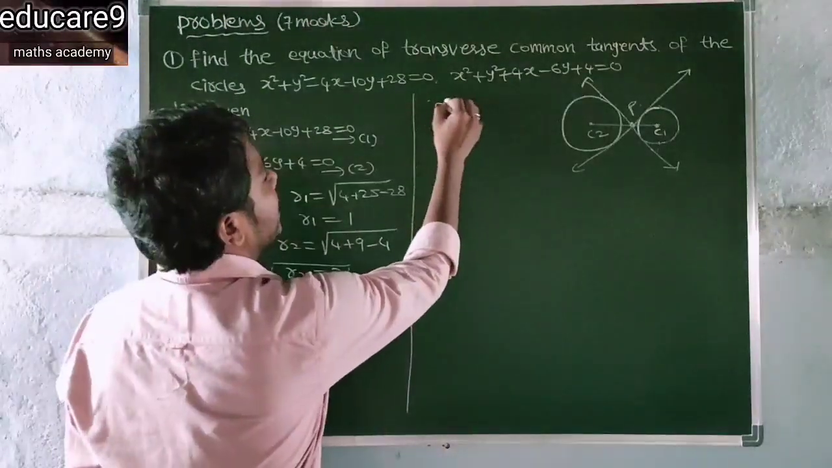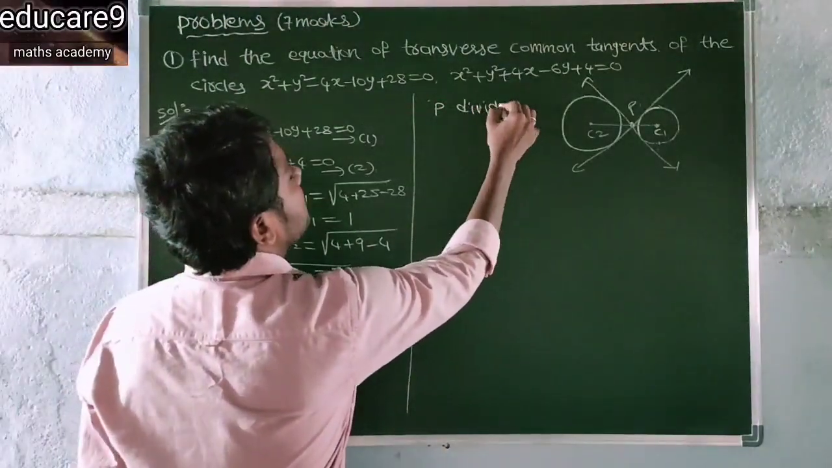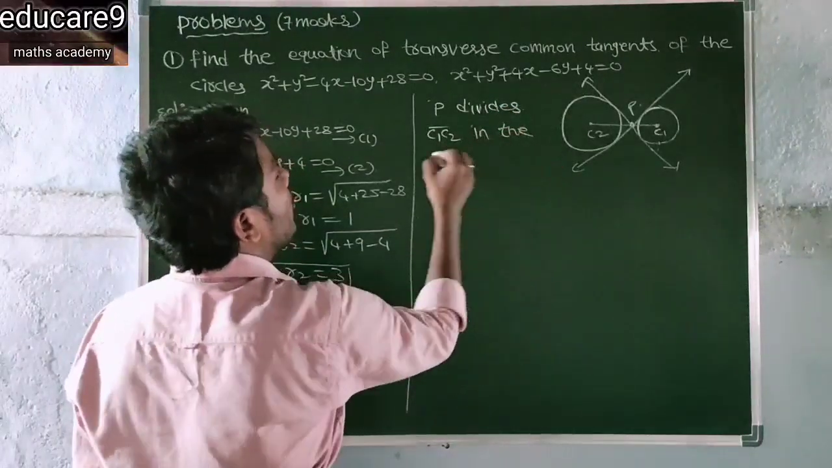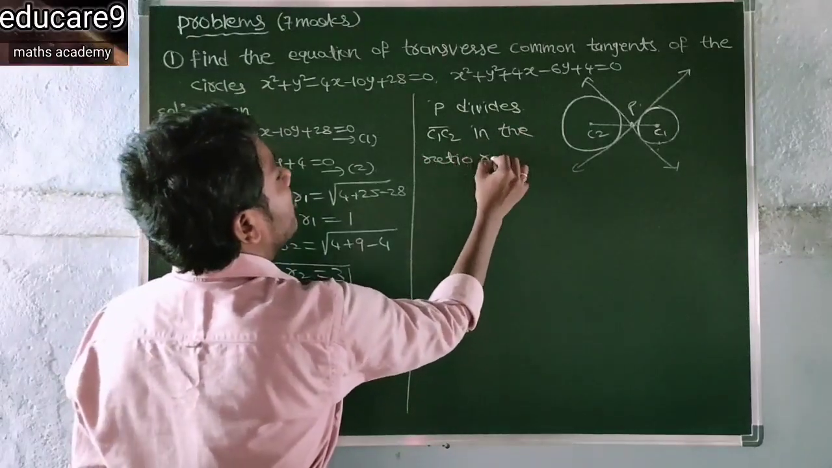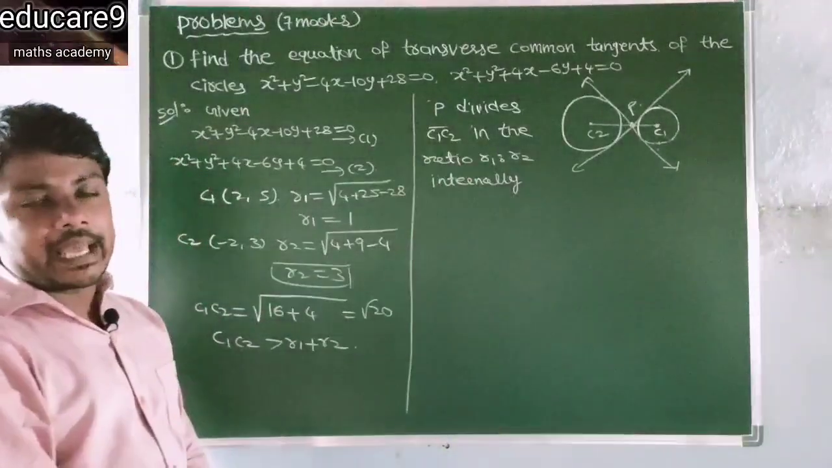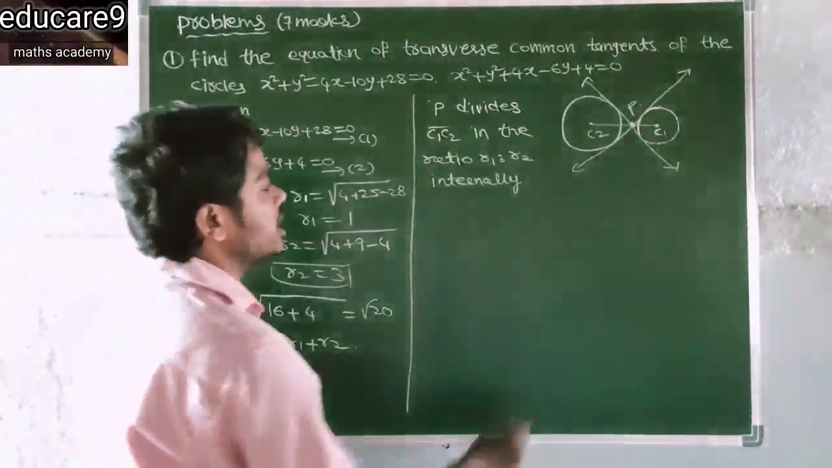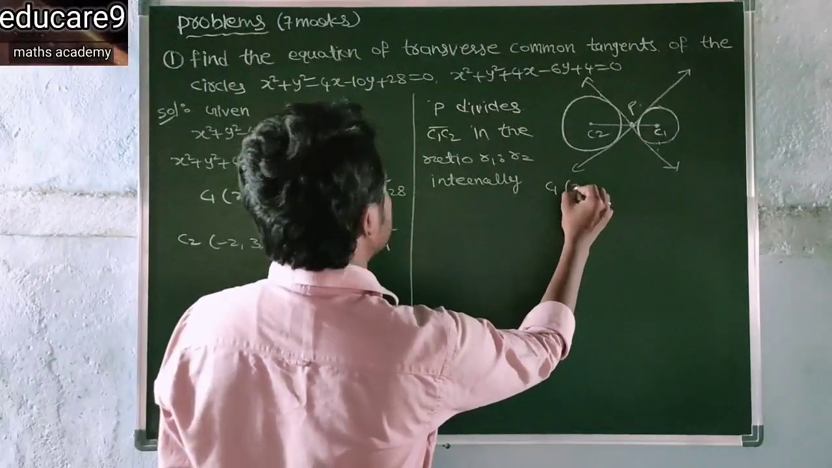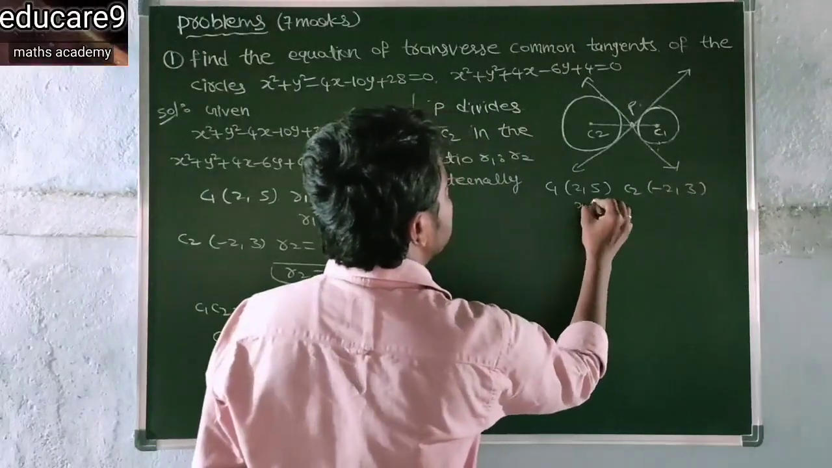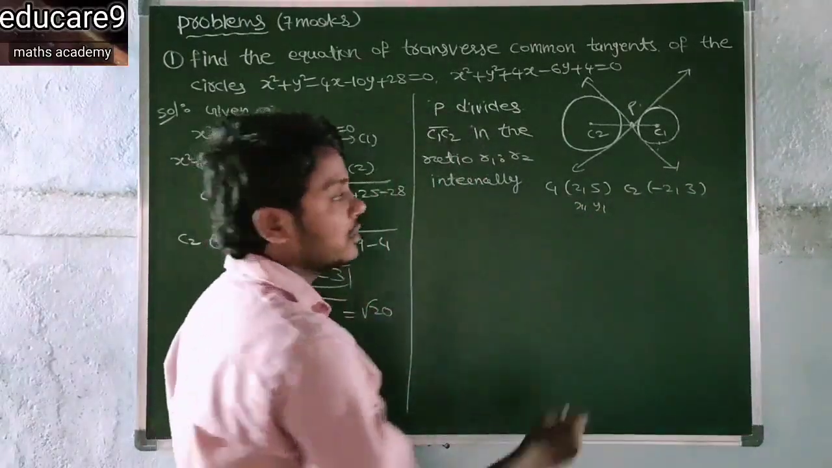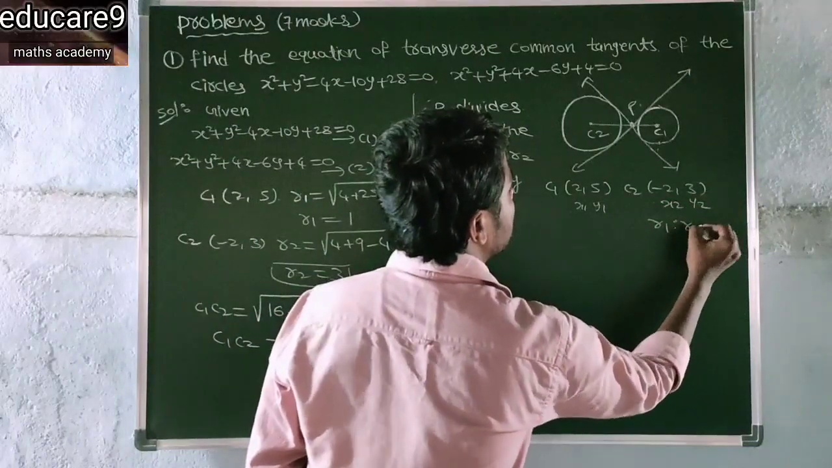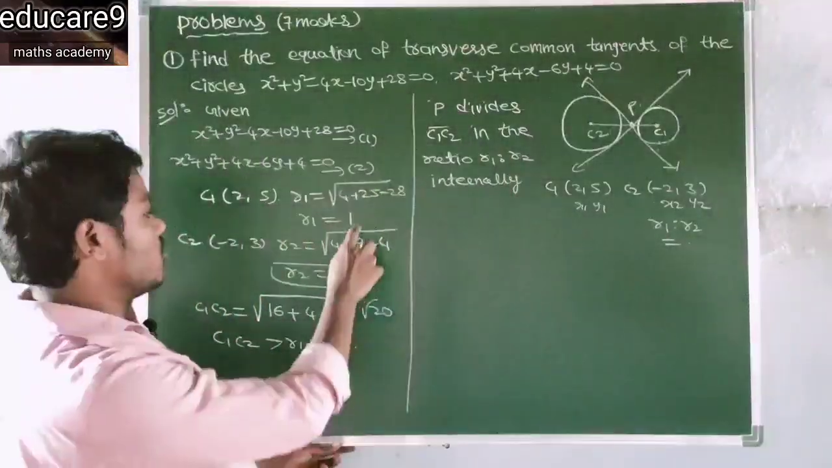So here P divides C1C2 in the ratio R1 is to R2 internally. So now we have to apply the internal division formula. So see here, what is the center of the first circle? C1 is (2, 5) and C2 is what? (-2, 3). This is x1, y1 and this is x2, y2. So R1 is to R2, that is what? 1 is to 3.